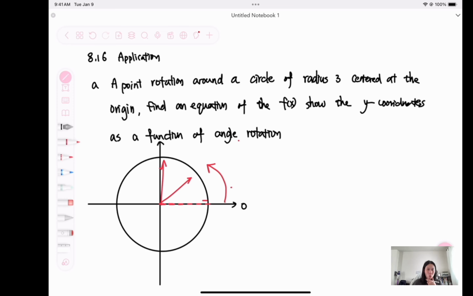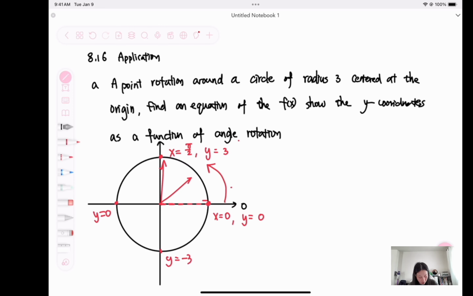Now let's take a look at what changes as the angle rotates. When they first started, x equals 0, the angle is 0, and then y is equal to 0. When they rotate to that part, the rotation is half pi, and y is equal to positive 3. At this point, y is equal to 0. At that point, y is equal to negative 3.